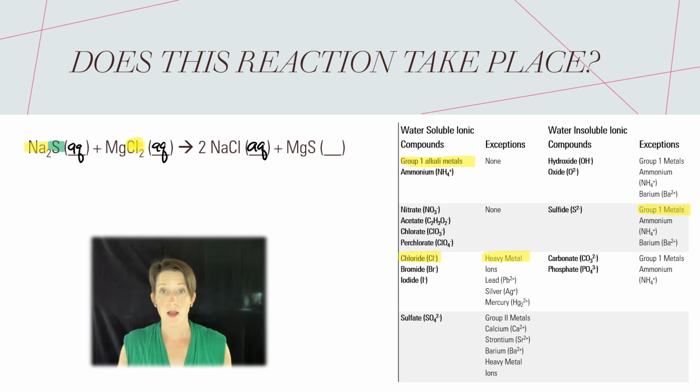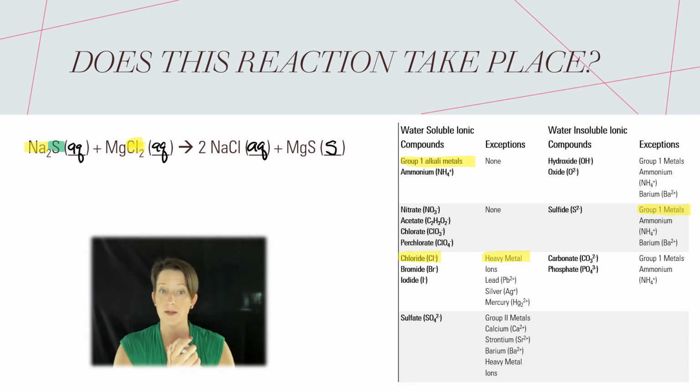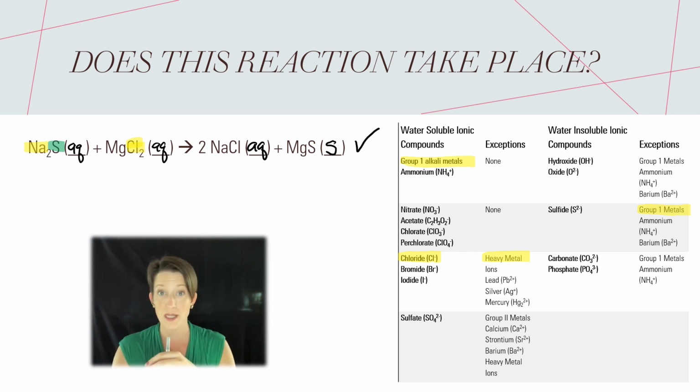Sulfide, as we saw, is only soluble with group 1 metals, ammonium, or barium. Magnesium's a group 2 metal, and it is not on that exception list. Therefore, this is a solid. That means it's coming out of solution. It is a precipitate. This means that this metathesis reaction did take place because a change occurred.